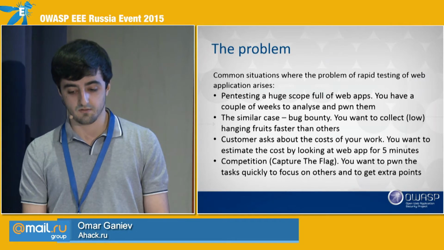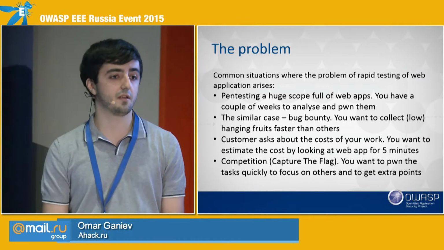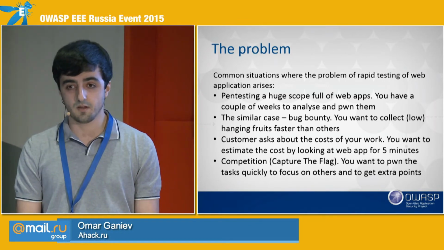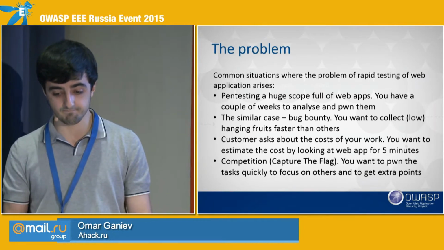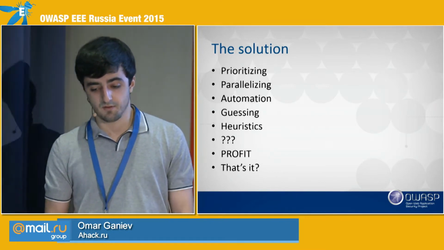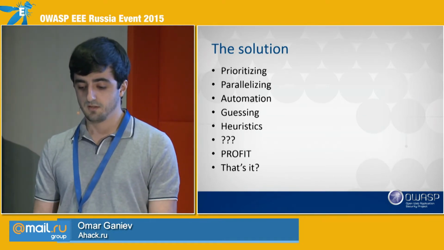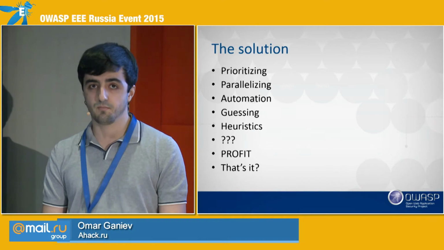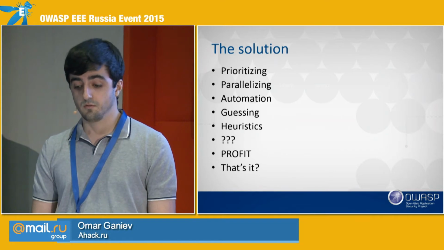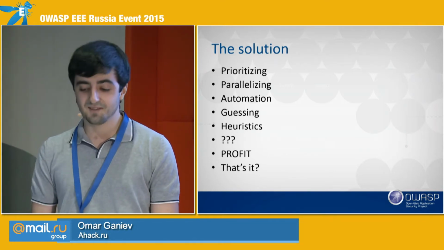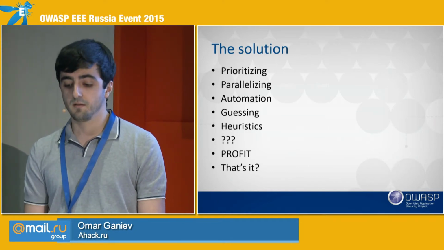And the last common situation is CTF, when you should be very fast and you should solve the task to get bonus points and to focus on the next tasks. What's the solution? Here are random words about the solution of these problems, and actually, yes, it helps. You should prioritize your actions. What should you do first? What should you do last? You should parallelize them, and you should automate as much as you can.